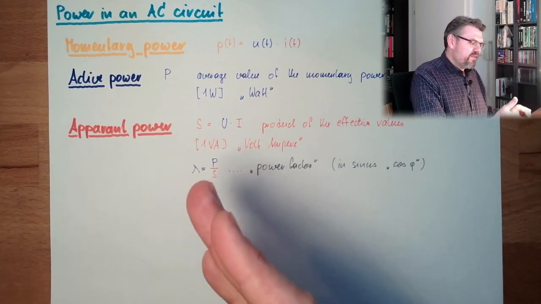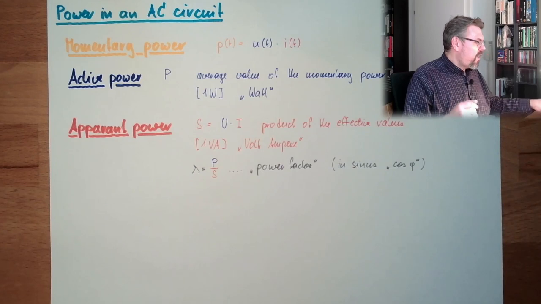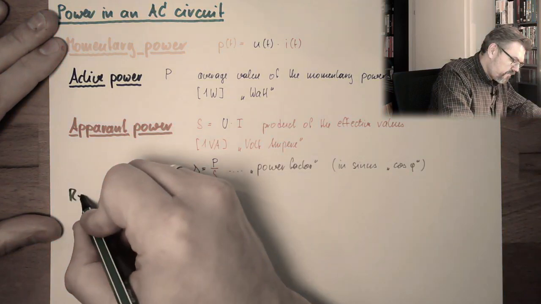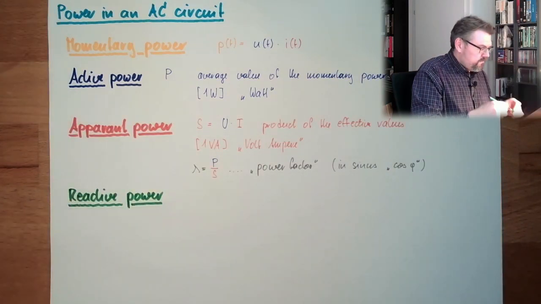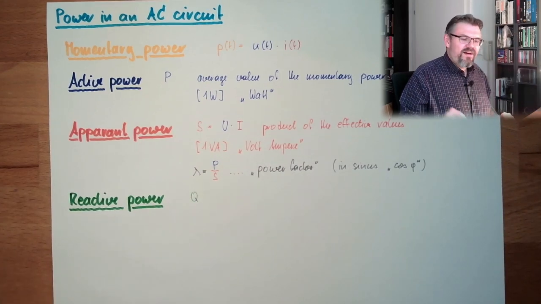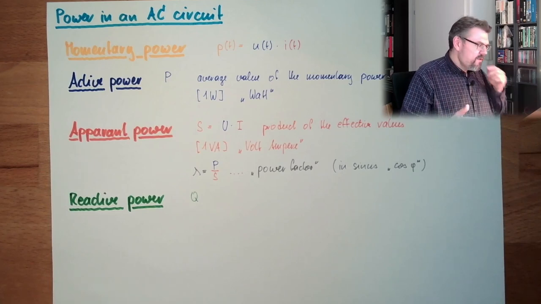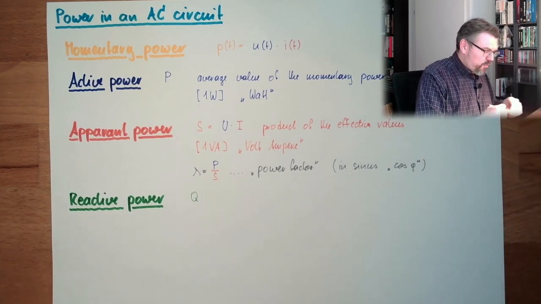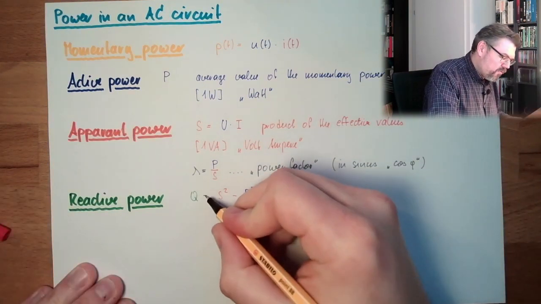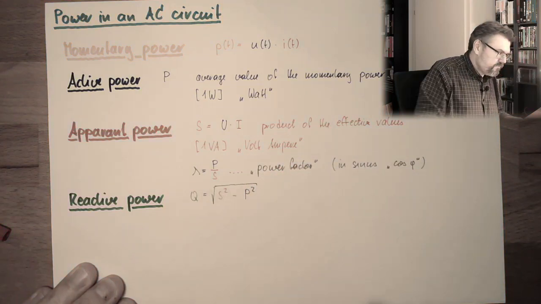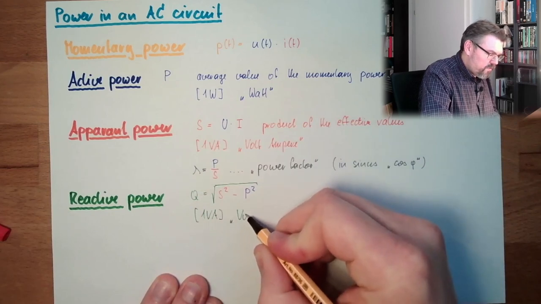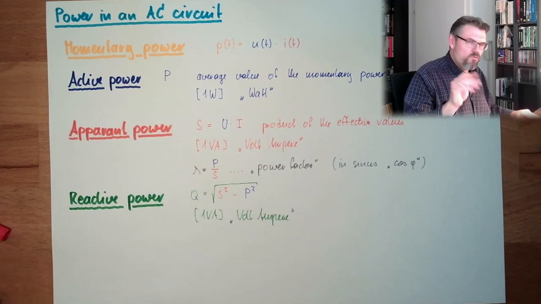So there's a difference between active power and apparent power. This power is called reactive power. So active power, reactive power. This reactive power is Q, and it is not just defined as S minus P. It's defined as the square root of S squared minus P squared. The unit is, as here, 1 VA, volt-ampere, to also indicate this is not usable.